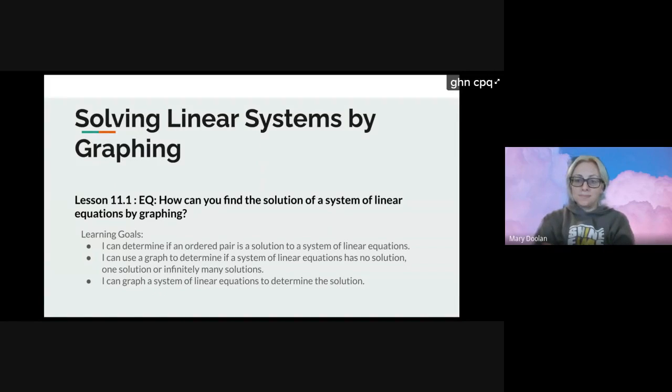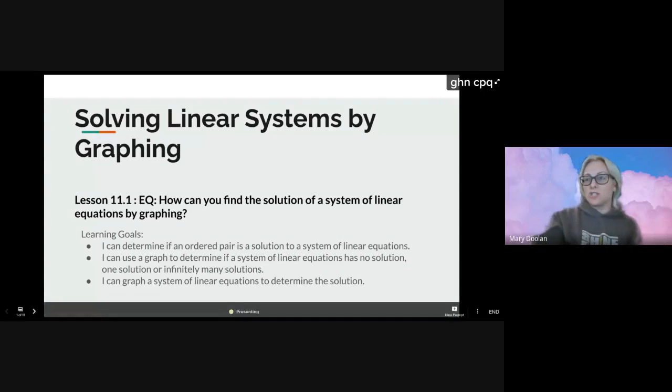So it's basically a system of linear equations. If you have 2 or more, then that's a system, and they have to both be true at the same time for your variables. And we'll look at those definitions. So anyhow, your EQ is how can you find the solution of a system of linear equations by graphing? There's actually 3 methods we're going to learn to solve a system, and the first method is graphing. It's a very visual method.